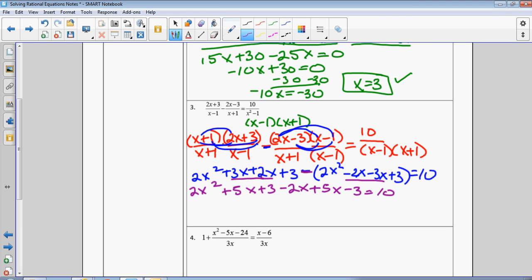So I still have 2x squared, and I have plus 10x minus 2x is plus 8x, and I have 3 and minus 3, which cancel out. I could subtract the 10 from both sides, and I can get minus 10 equals 0. I'm going to divide everything by 2, divide both sides of my equation here by 2. So I get x squared plus 4x minus 4x. Let's see, let's fix that.